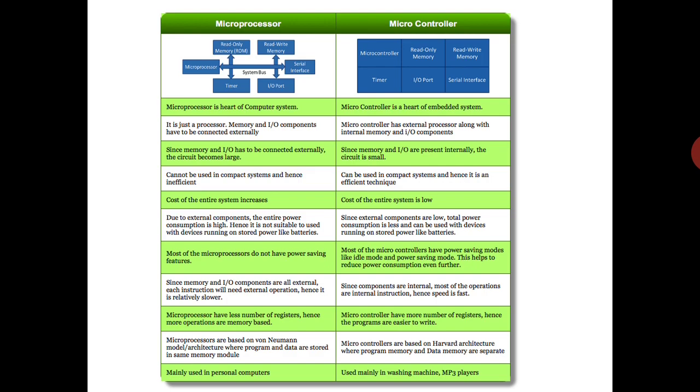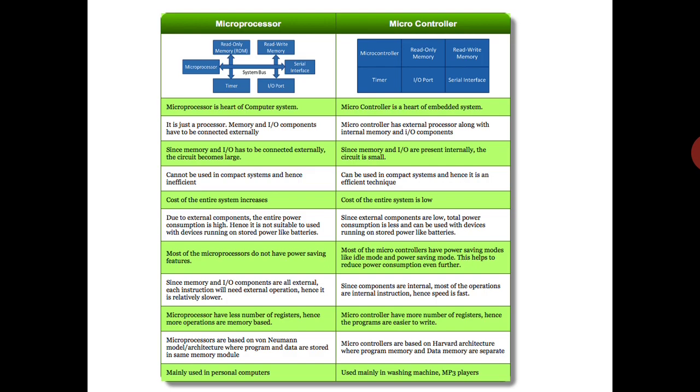Microprocessors have a smaller number of registers, hence more operations are memory based. Microcontrollers have a greater number of registers, hence the programs are easier to write. Microprocessors are based on the von Neumann model, and microcontrollers are based on Harvard architecture. Harvard and von Neumann are the types of architecture which we will explain in the next PPT.